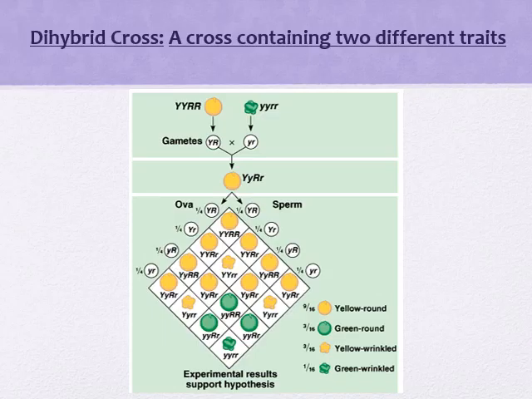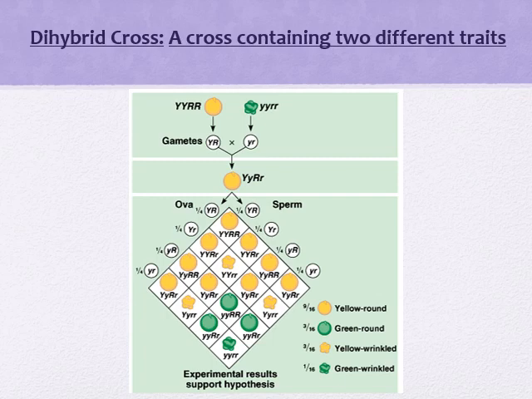So simply put, a dihybrid cross is a cross that contains two different traits that we solve for at the same time. So up to this point we've been going through and figuring out traits one by one, only dealing with one trait, a monohybrid cross. But here, we're going to be dealing with two.